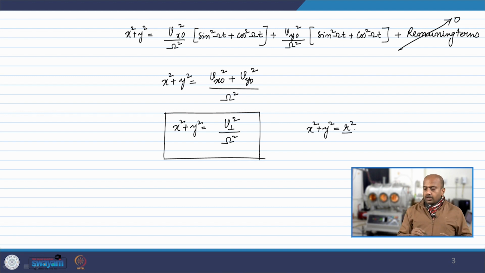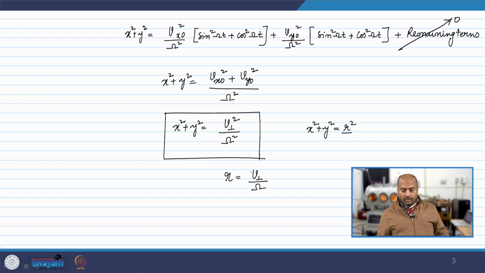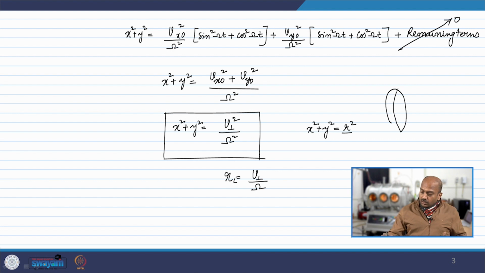That means this circular motion is executed by the particle with a radius of v perpendicular by omega. So this is distance, right? V perpendicular velocity by angular frequency. If you take that ratio, you will realize that the dimensions are of the length, right? So this is the radius of the gyration. So we call this as RL. What is this? This is the radius of gyration, right? Now we know that the particles are executing circular motion.